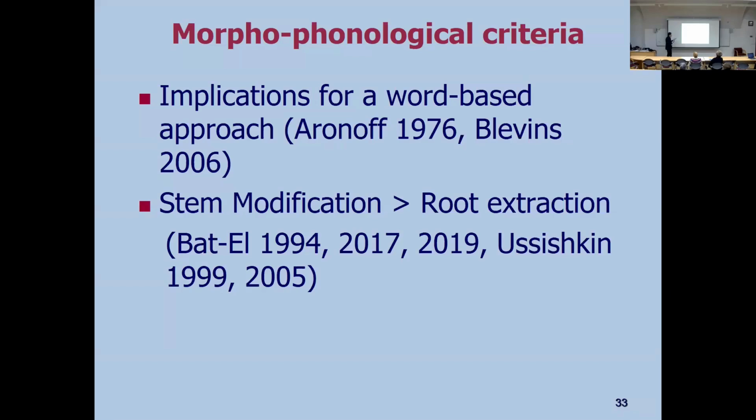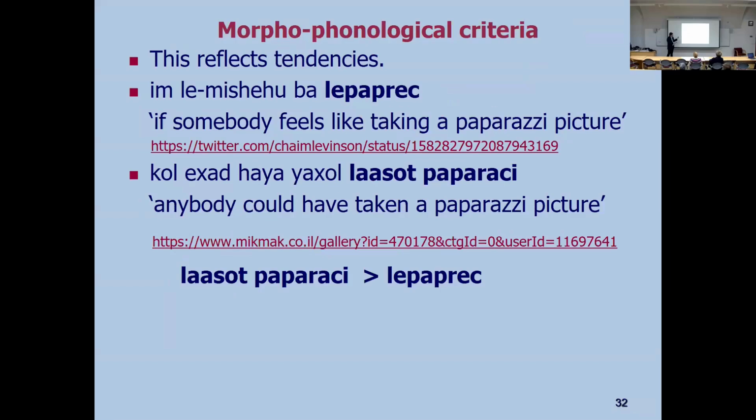So one approach is we extract the root, and put it into a pattern. The other approach is stem modification, which looks at the whole structure of the word and tries to keep it as faithful as possible, as is, with minimal modifications. And again, with keeping in mind that it has to eventually look like a Hebrew Semitic verb. And I'll just go back for a minute.